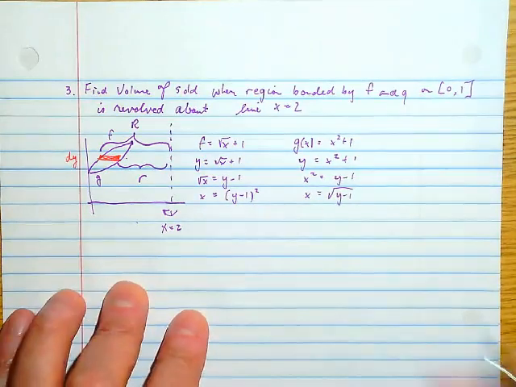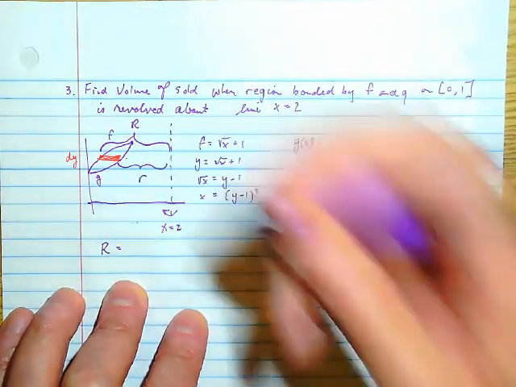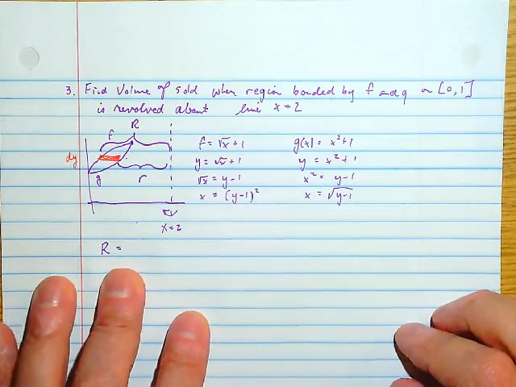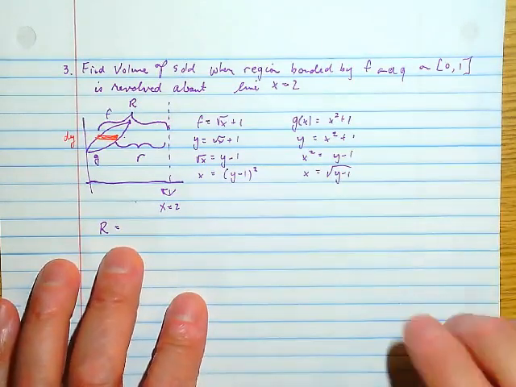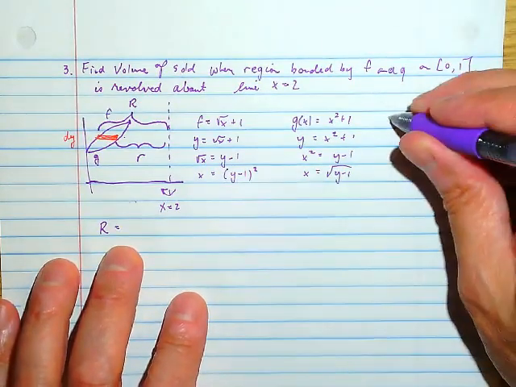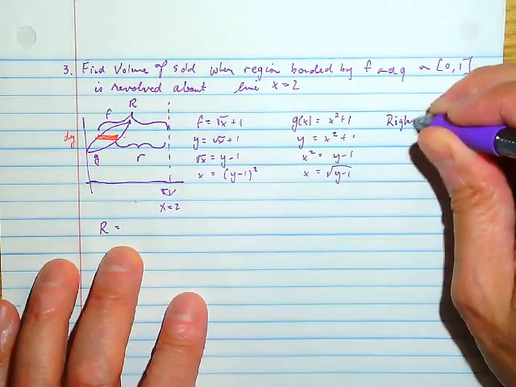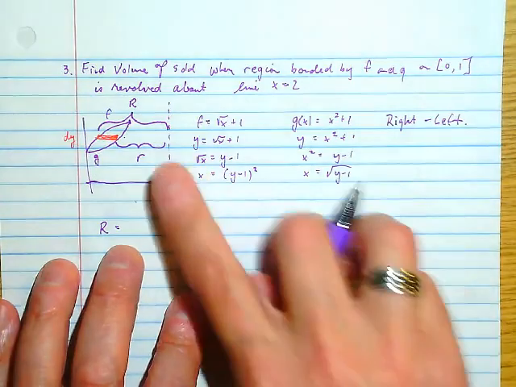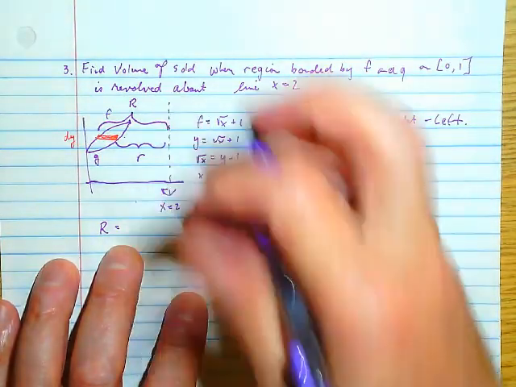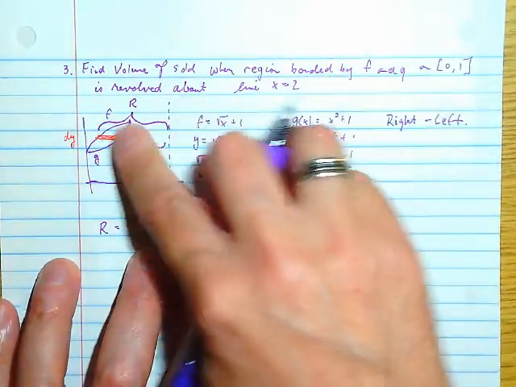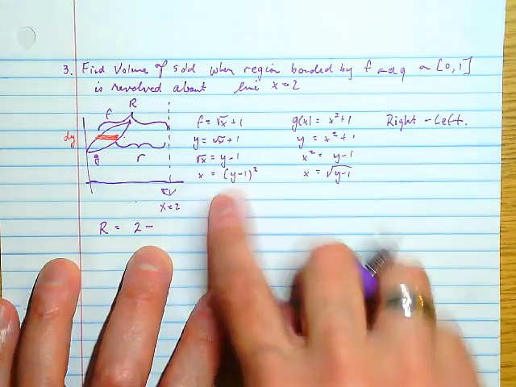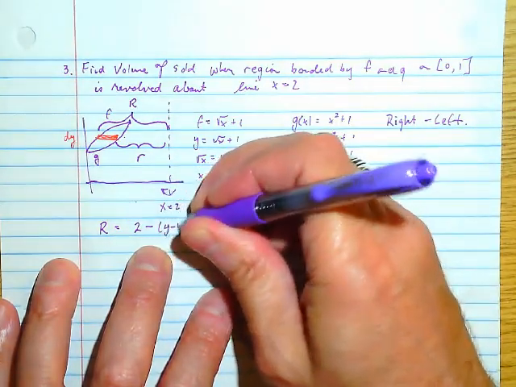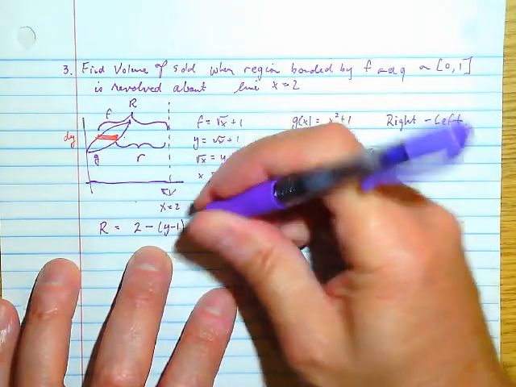All right? So let's get our big R. Before it was top minus bottom. Now I want you to think right minus left, and that's how we're getting that. So the right side, the x value is 2. Minus my left is this one right here. Y minus 1 quantity squared.